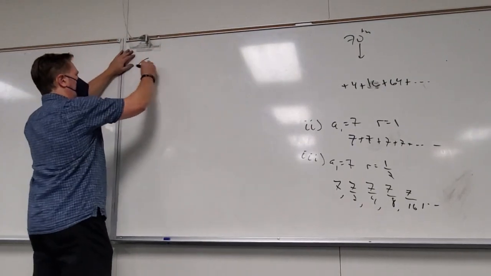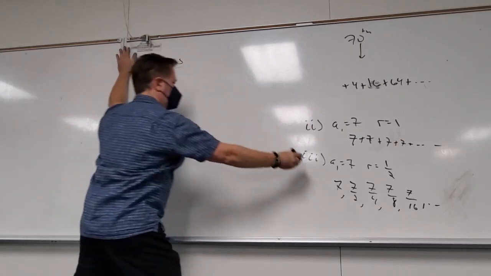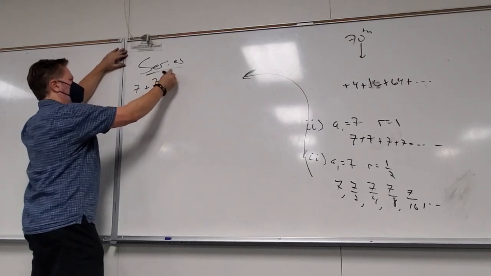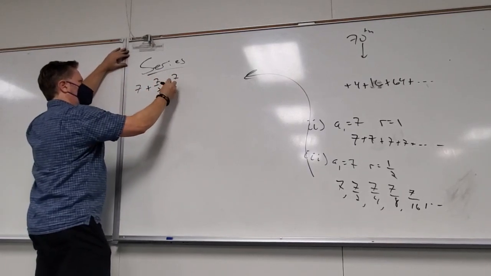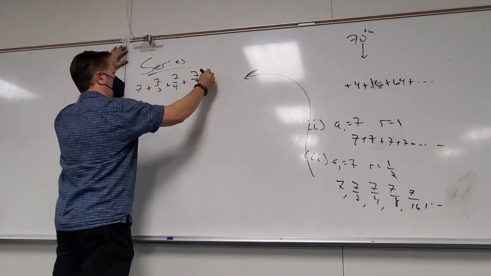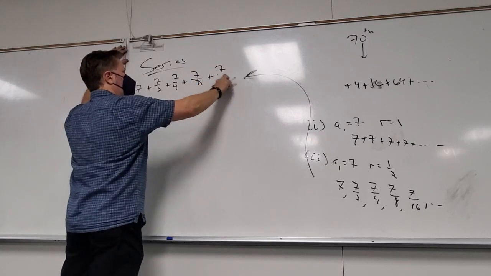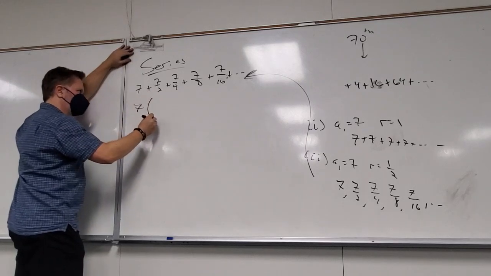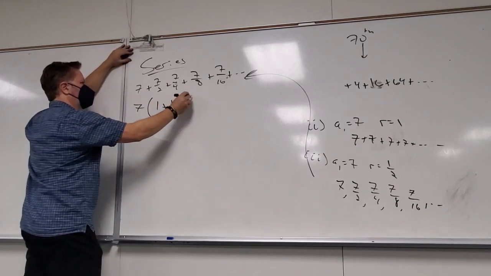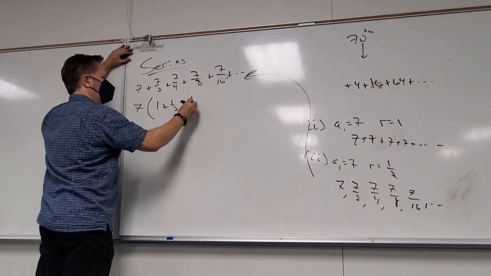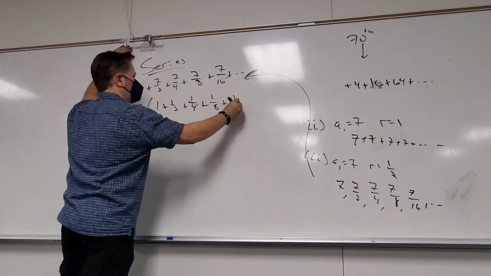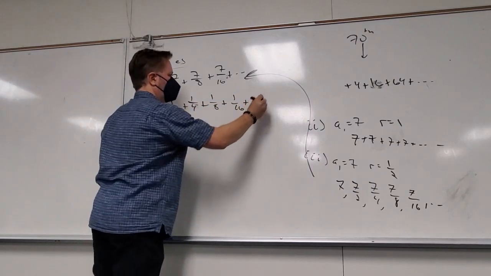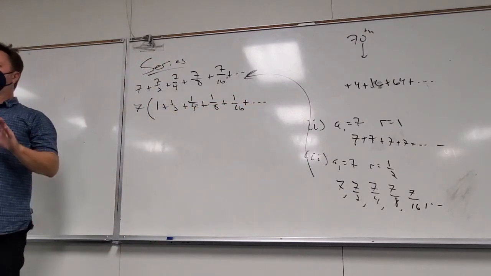So if I look at the series related to the sequence, it would be 7 plus 7 halves plus 7 fourths plus 7 eighths plus 7/16, which would be 7 times 1 plus 1/2 plus 1/4 plus 1/8 plus 1/16.